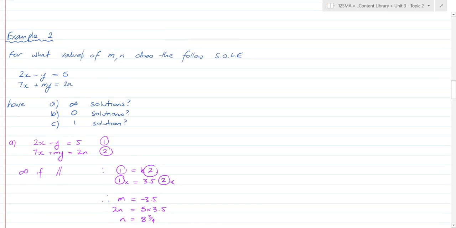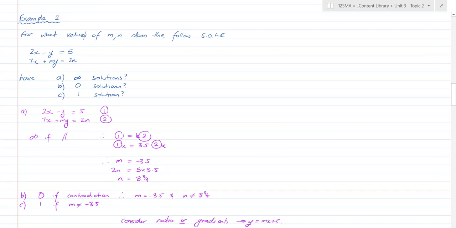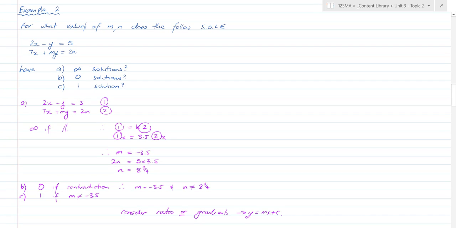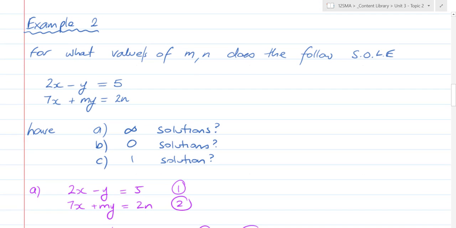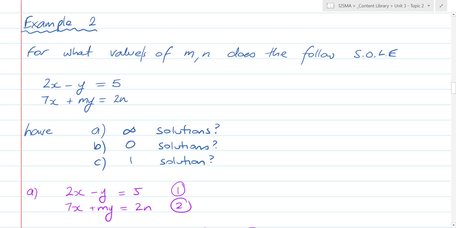Example 2. I've actually written the solution here and I was going to rub it off. I wrote the solution when I was testing to see if it actually worked. And I was going to rub it off, but because we're in a bit of a rush, I'm going to leave it there and just talk through the solution, and then you can work through it yourself. So example 2 in blue, for what values of m, n does the following system of linear equations have an infinite number of solutions, 0 solutions, 1 solution? So remember, an infinite number of solutions will mean that we cannot solve for x and y. 0 solutions will mean that there's a contradiction, and 1 solution will mean that it just works out.